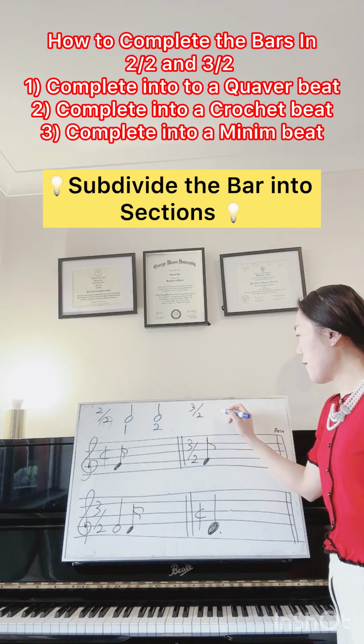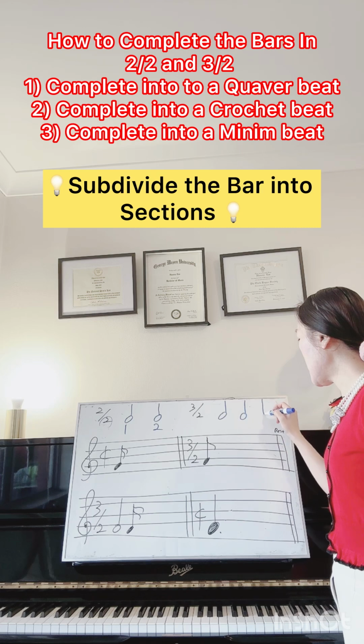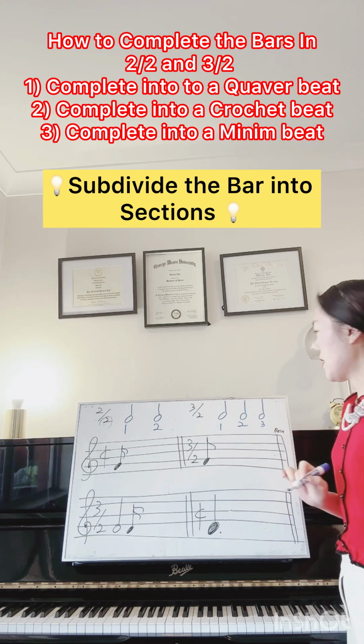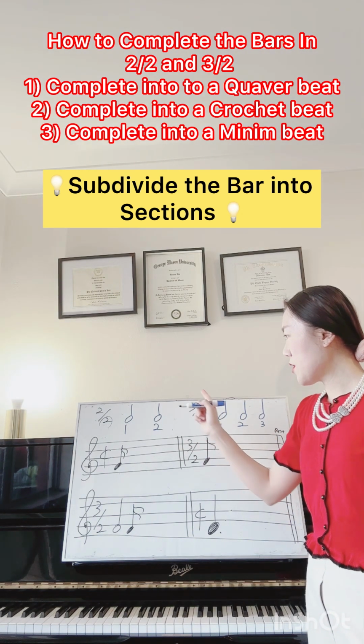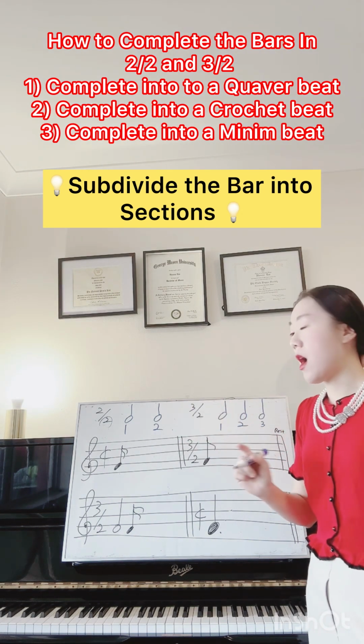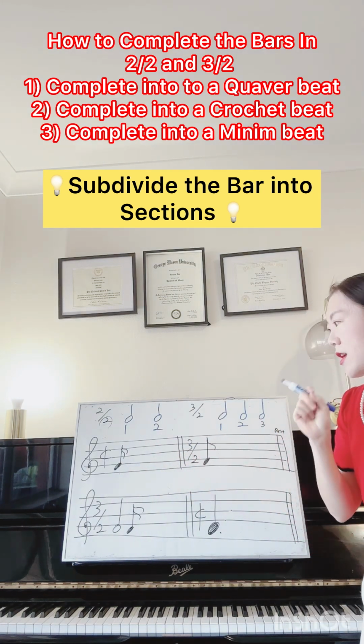How about 3/2? That means there are three minim beats in each measure. So that is simple triple. So you must understand the difference between 2/2 and 3/2. All right. So now we're trying to complete each bar with the rest sign only.